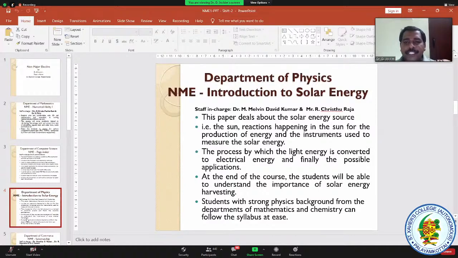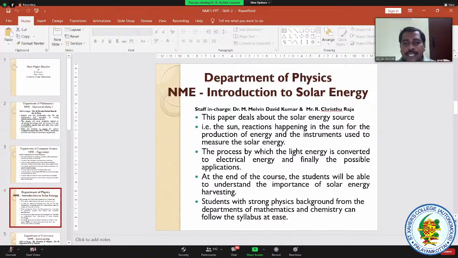This paper deals with the solar energy source, that is the sun, the reactions happening in the sun for the production of energy, and the instruments used to measure solar energy. This goes purely technical with physics. Students who have science knowledge in +2 can prefer this course.